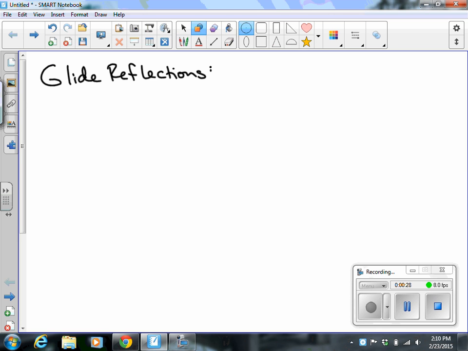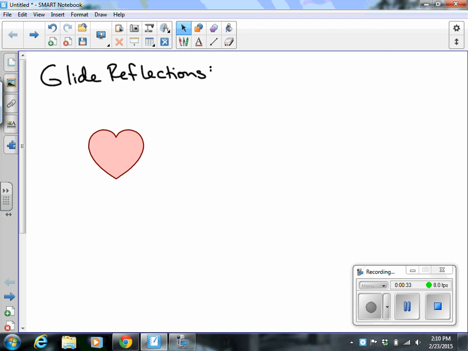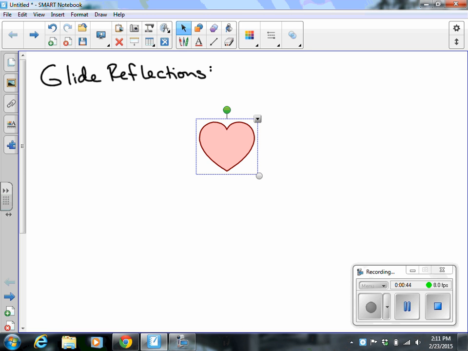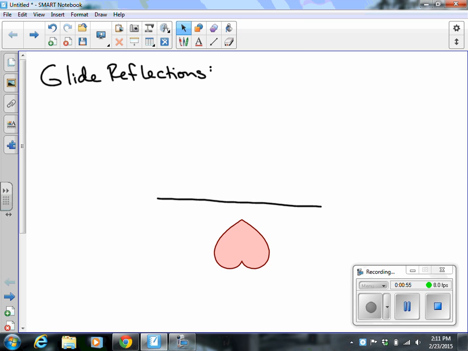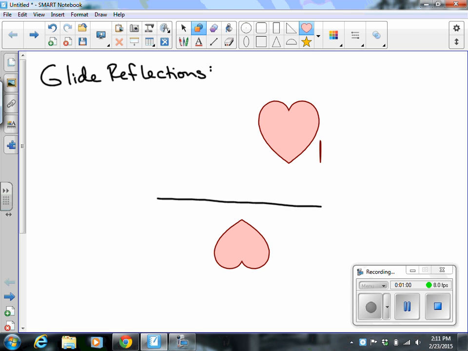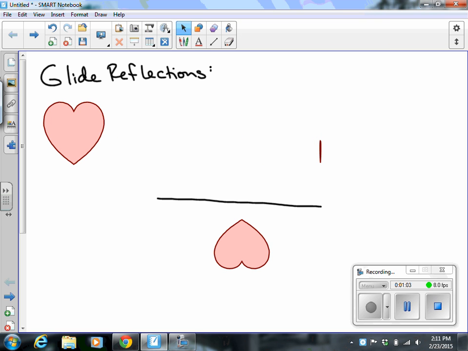So if I were to have, let's say, this heart, I'm going to glide it over to wherever I need to glide it. And then it's going to get reflected over a line. So say my line's here. It's going to get reflected over this line and be here. So for instance, if I started here, it slid over and then it was reflected.